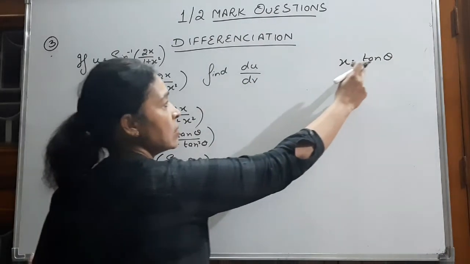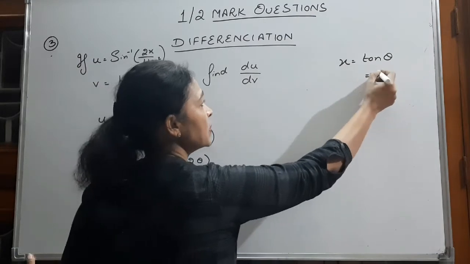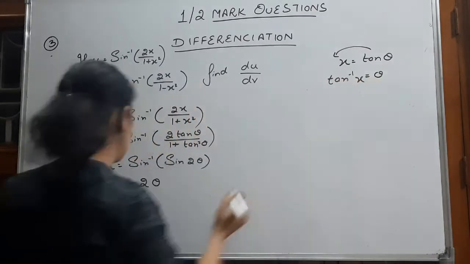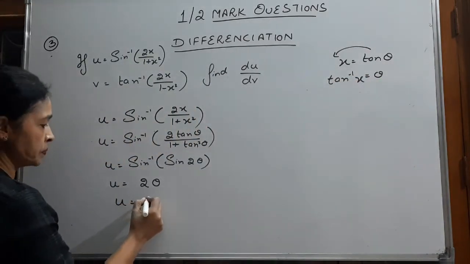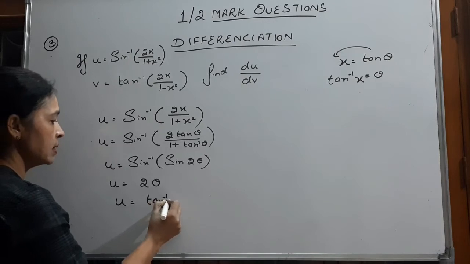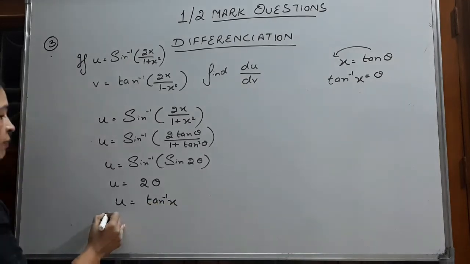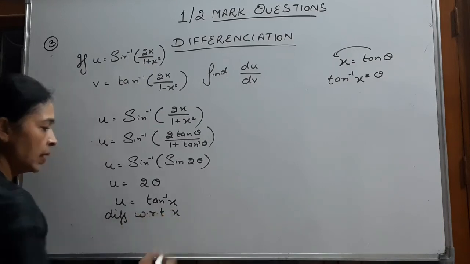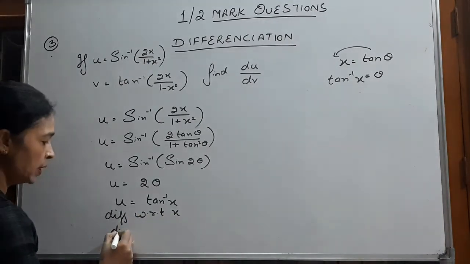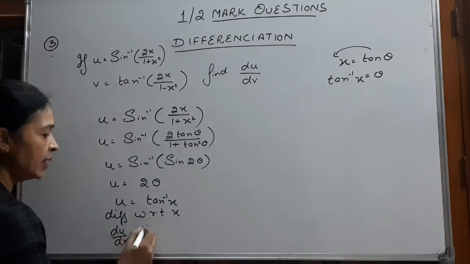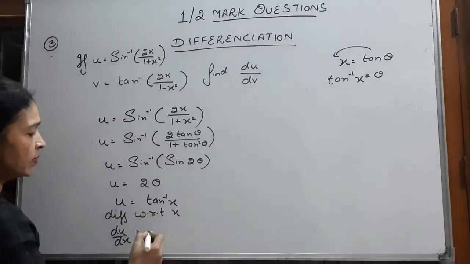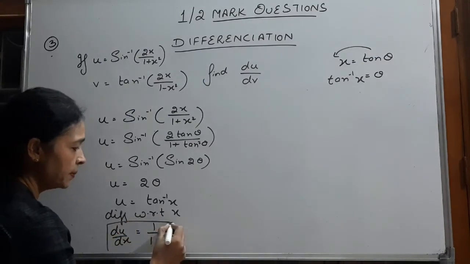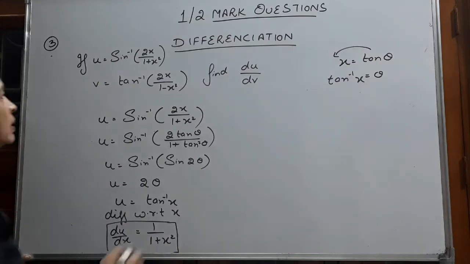Now, if x equals tan theta, what is the value of theta? Theta equals tan inverse x, so u equals 2 tan inverse x. Now, differentiate with respect to x. du upon dx equals 2 times d upon dx of tan inverse x. That will be 2 upon 1 plus x square. Keep it aside. Now, what about v?